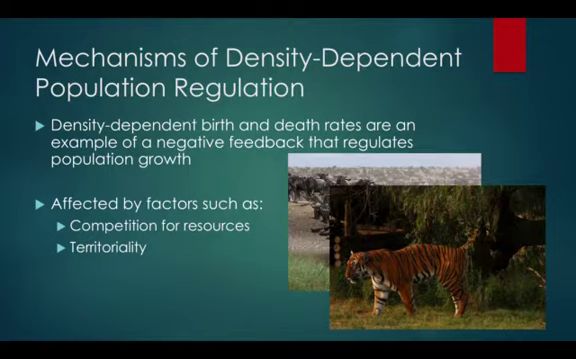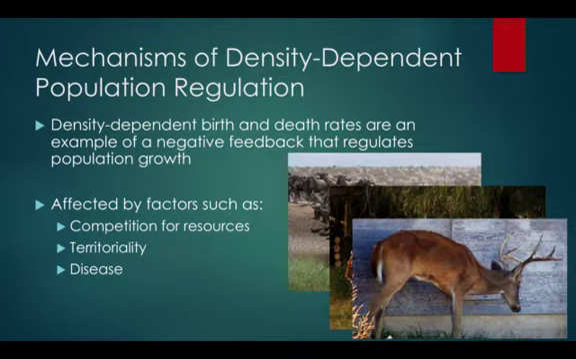Territoriality. So if you have territorial individuals, then how dense your population is going to be determined by the size of that territory. Disease. The denser your population is, the more likely disease will spread quickly through a population. This seems particularly potent right now in light of everything.